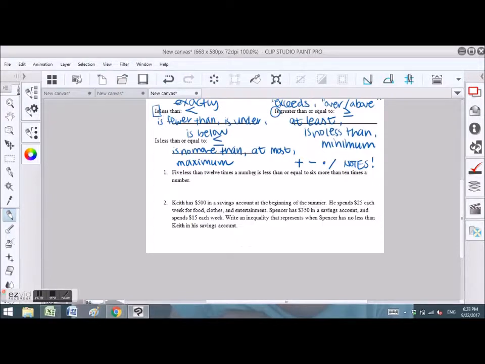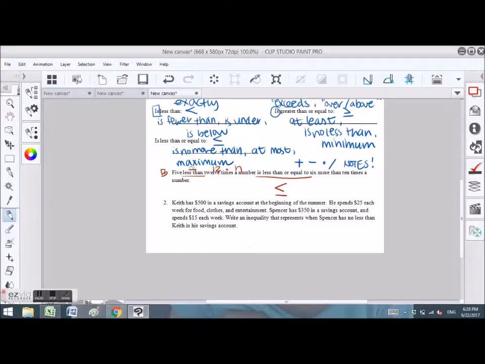Now we're going to do a couple of practice problems just to get used to this whole inequalities thing. It's very similar to last week. So: 5 less than 12 times a number is less than or equal to 6 more than 10 times a number. So first let's look for our inequality sign. It says is less than or equal to. So we know automatically we have this sign. Now what goes on each side of this?